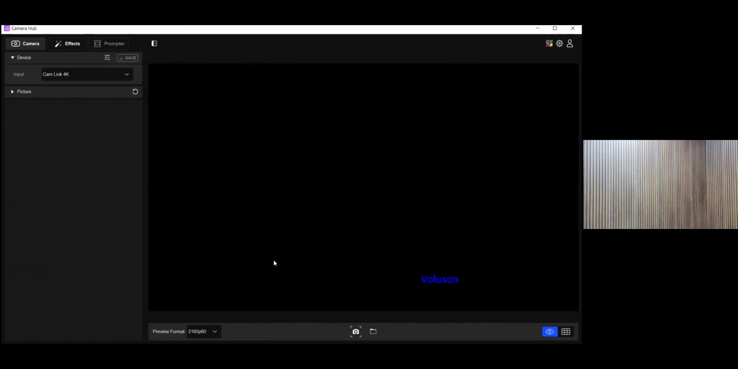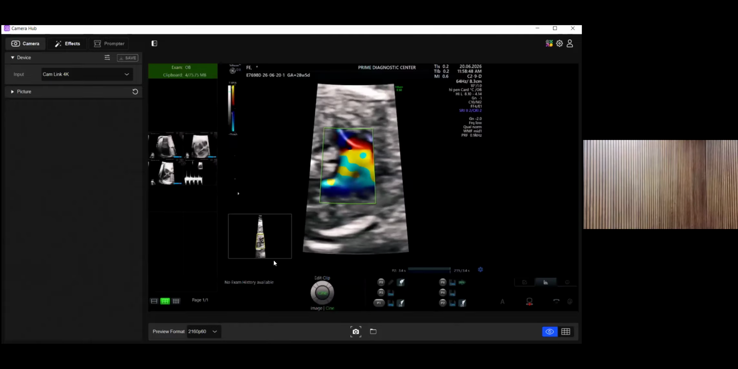Tell them this is not possible. This is not possible. Secundum ASD you cannot. Primum ASD and sinus venosus I showed you, but secundum you cannot.